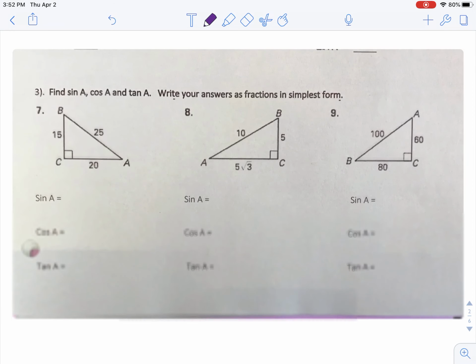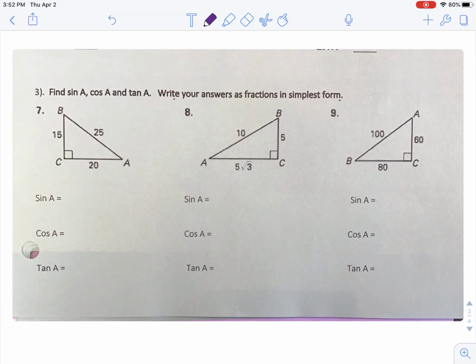All right, moving down. At the bottom of the page, this you should all be able to do on your own. Just make sure you know what angle you're starting from. So if it says A, you got to start from angle A, all right?